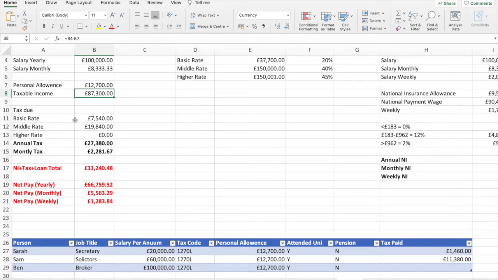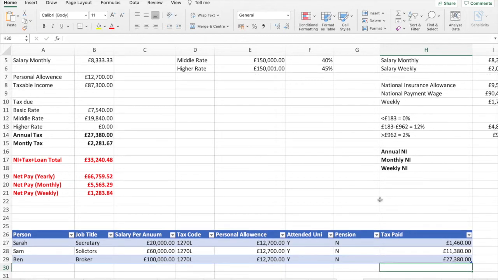In the basic rate, Ben would be paying 7,540. In the middle rate, Ben is paying 19,840 pounds. So the combination of that would give you the total, which is there at the bottom. Don't know if you can see, we're going to write it here, of 27,308 on three different salaries.